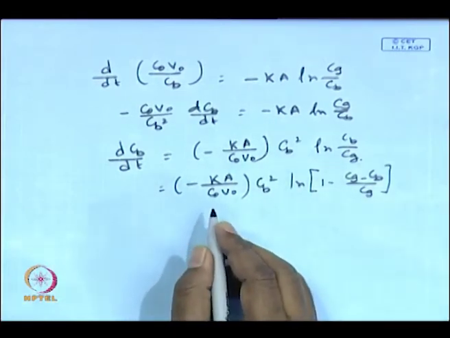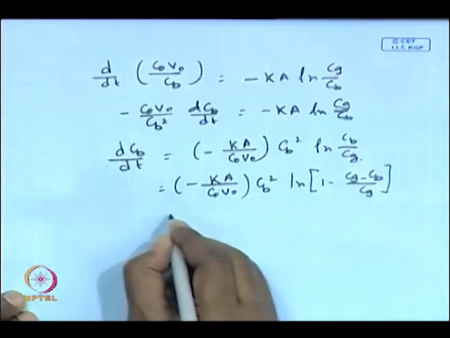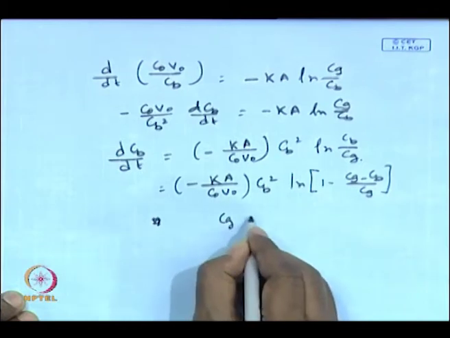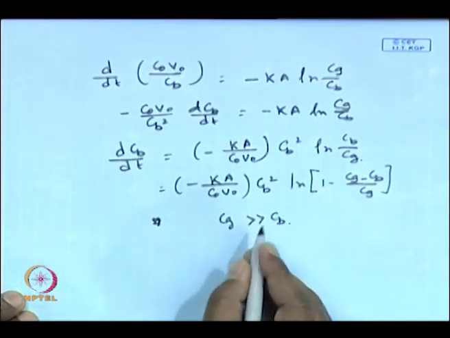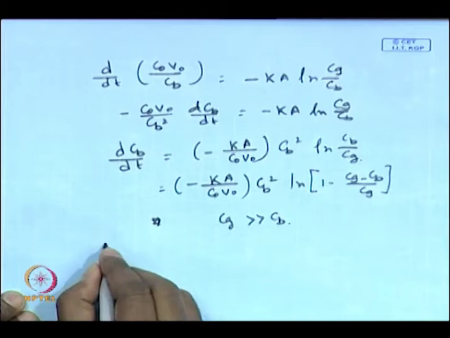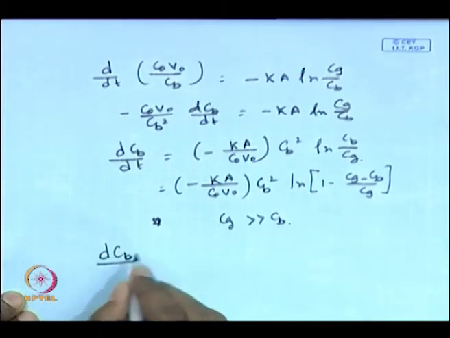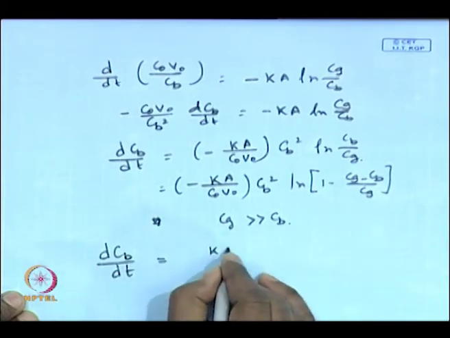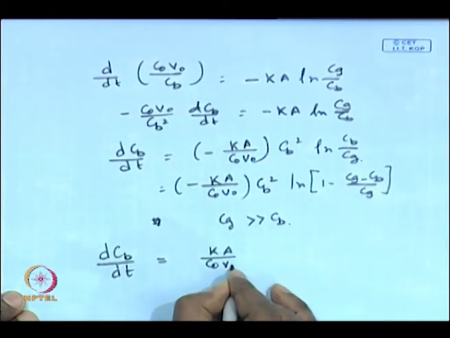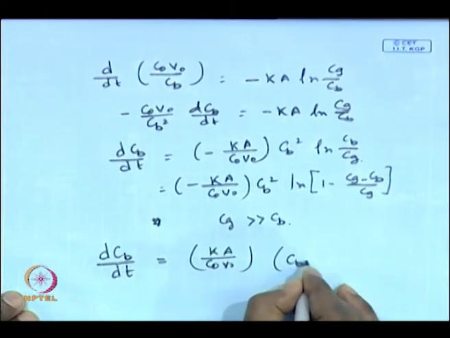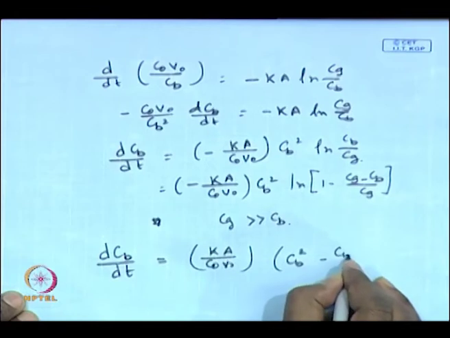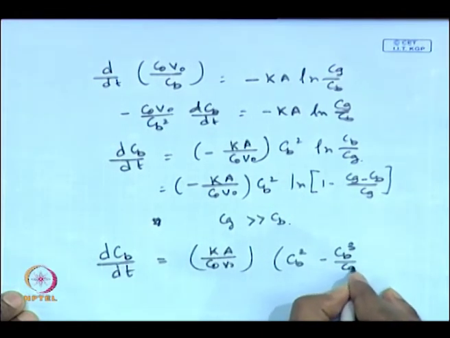Okay. So, these will be giving you, since the approximation that Cg is much greater than Cb. So, using that approximation, I am just omitting a number of steps, you please try to derive them. The expression of dCb turns out to be Ka divided by C naught V naught, Cb square minus Cb cube divided by Cg.